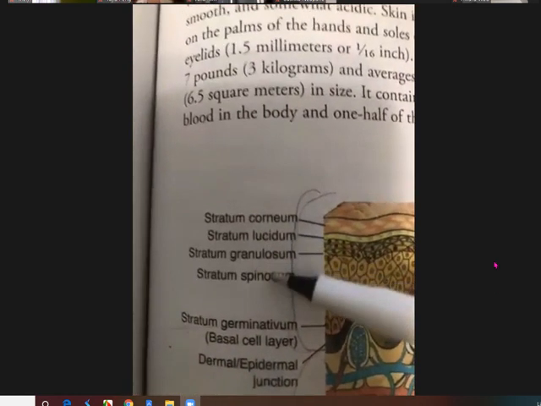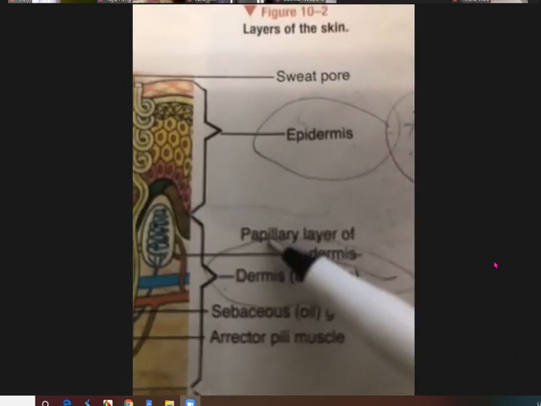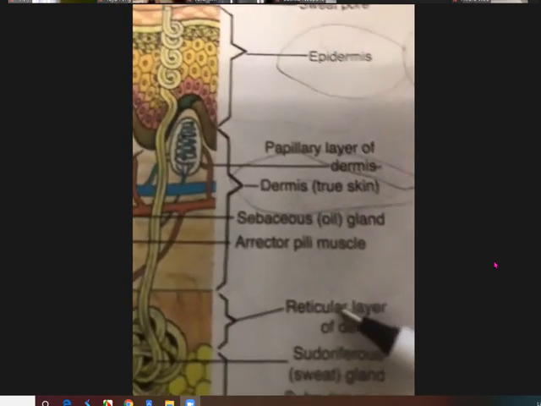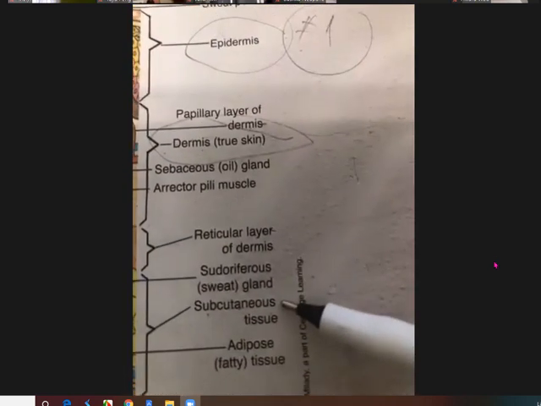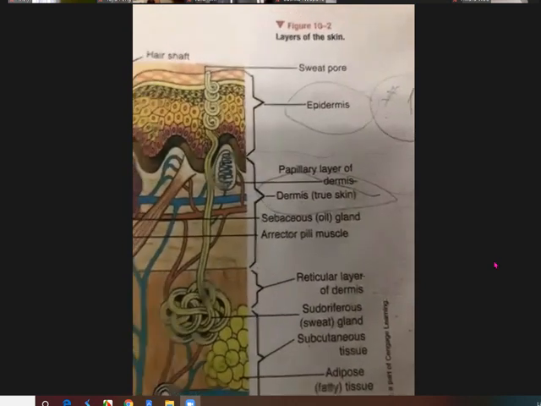The epidermis has 5 layers: 1, 2, 3, 4, 5. The dermis has 2 layers: papillary layer and reticular layer. And the bottom layer is called the subcutaneous layer. We're going to go through this in the next page, but I just want you to look at the picture because this is a very good picture.